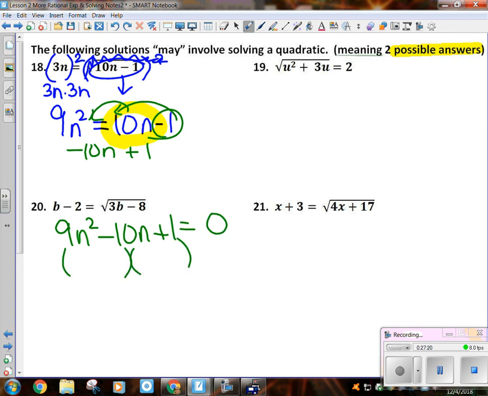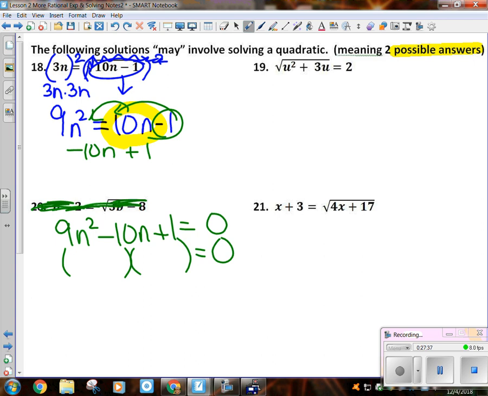It does factor in 2 sets of parentheses. No, just ignore that for a second. I just needed more space. Just ignore this for a minute. We'll get there. Okay, you ready?